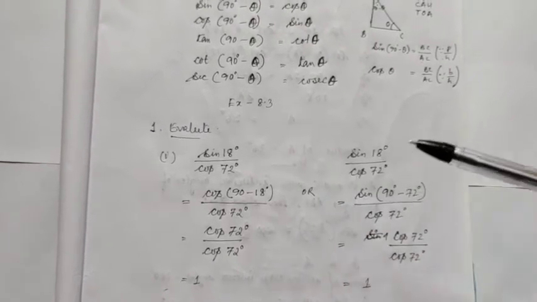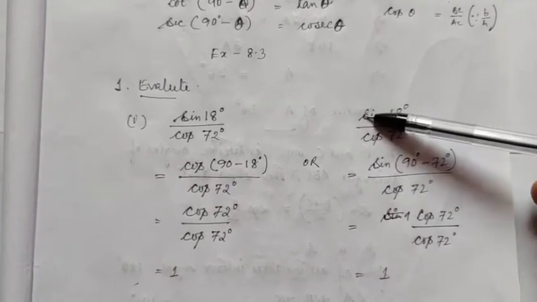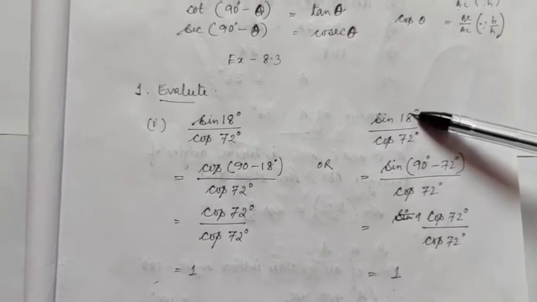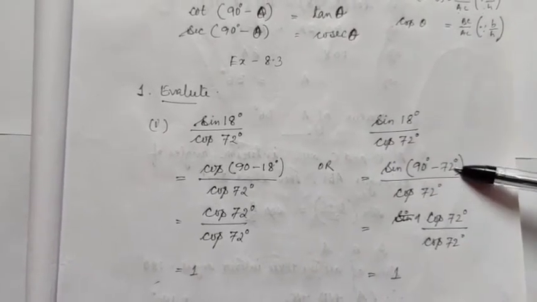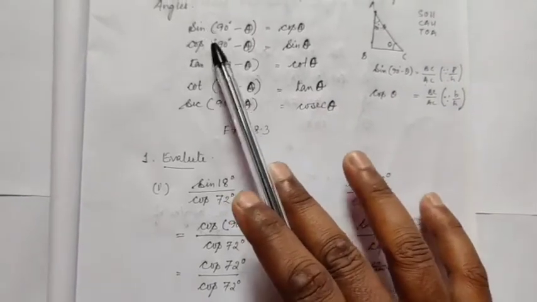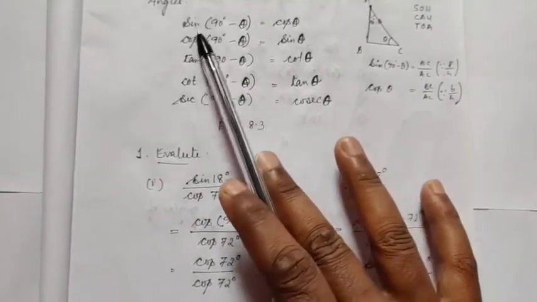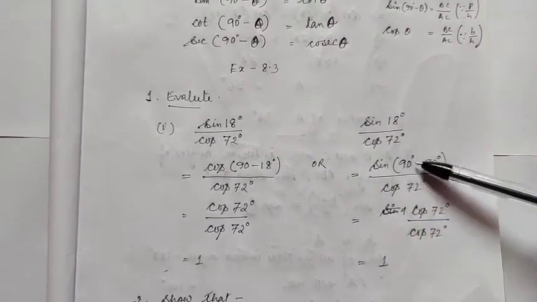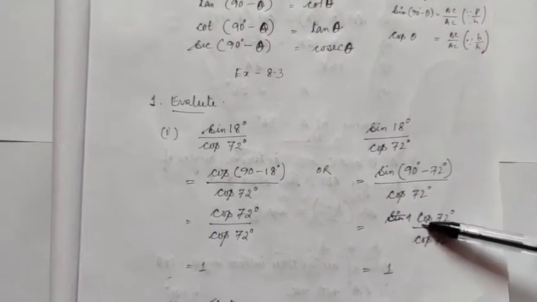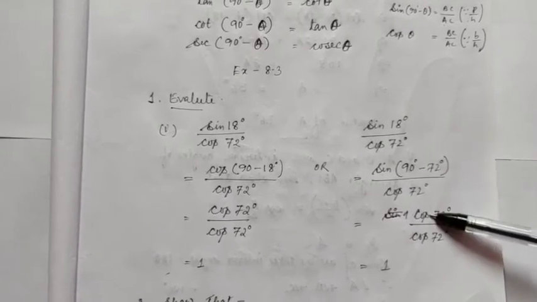Or you can solve this in another way. Now see, sine 18, this 18 you can express in this way, 90 minus 72 degree. Again see, sine 90 minus theta is equal to what? Cos theta. That means sine 90 minus 72 degree is what? Cos 72 degree, the complementary angle.